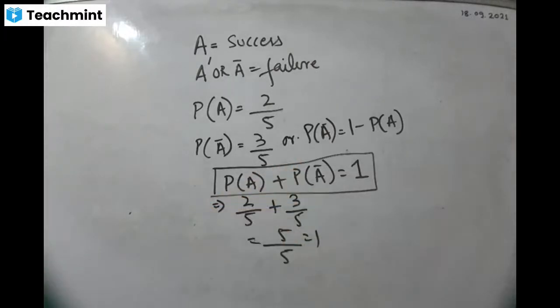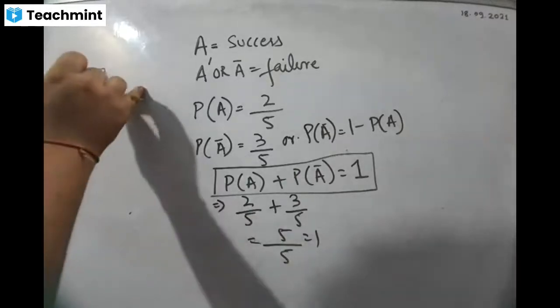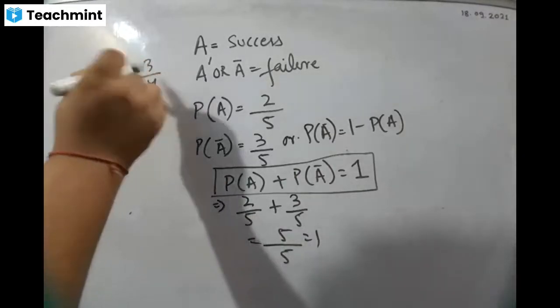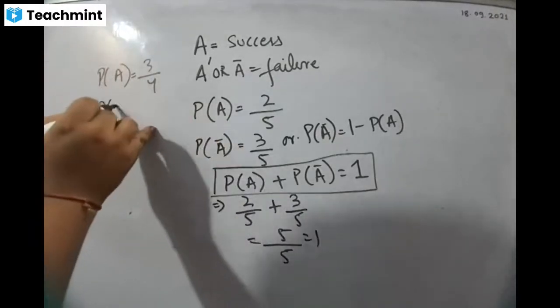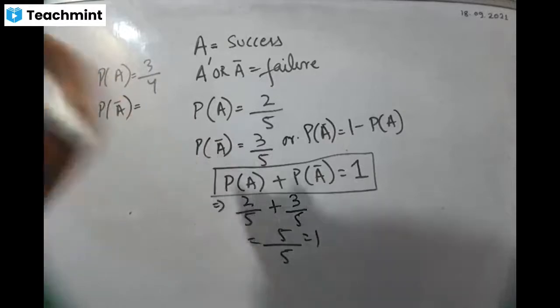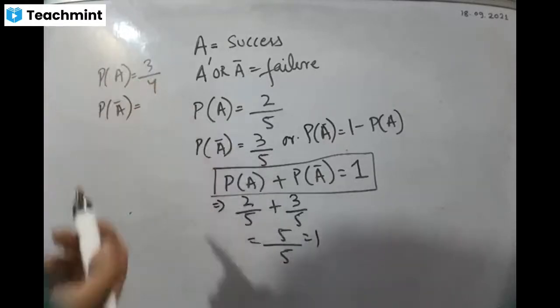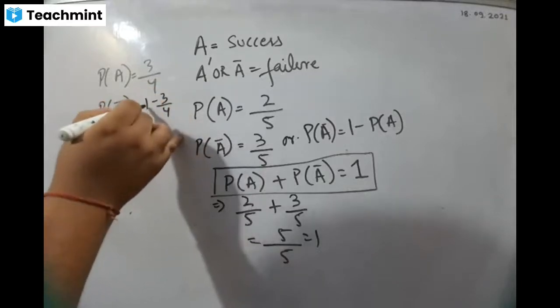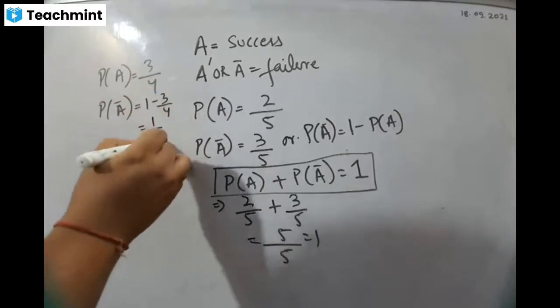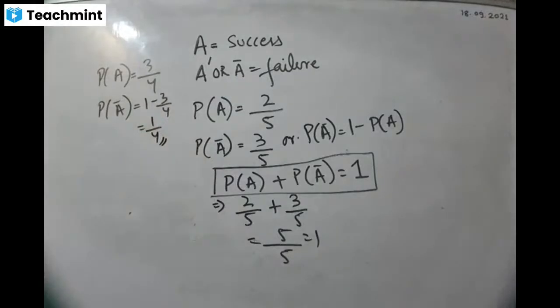Suppose the probability for an event A to occur is 3 by 4. That means out of 4 chances, there are 3 chances that the event A is going to happen or take place. So what is the probability that the event A will not happen? Out of 4, if it happens 3 times, how many times does it not happen? 1 time. So how is that? 1 minus 3 by 4. 4 ones are 4, minus 3 is 1 by 4. So this is called success and failure.